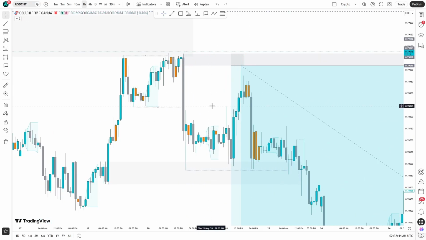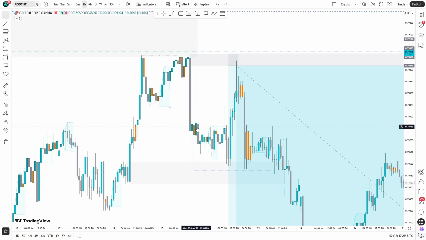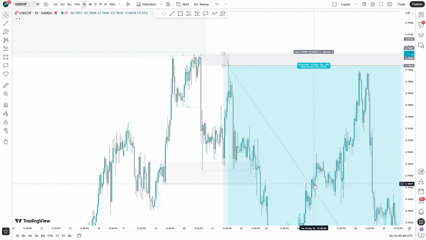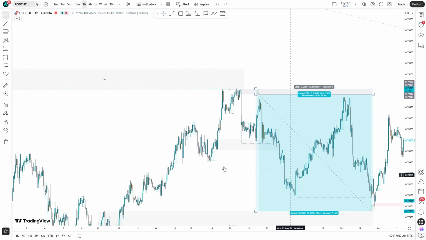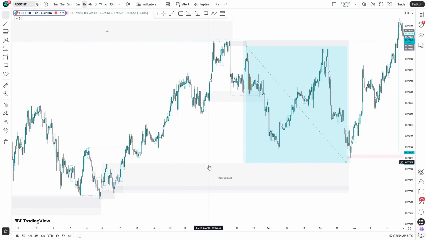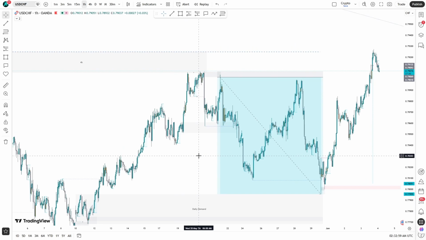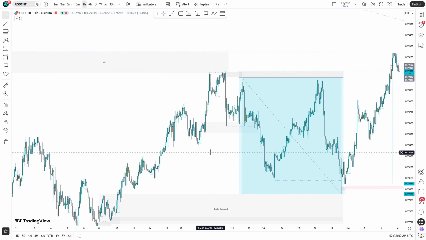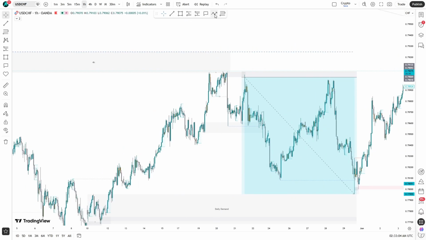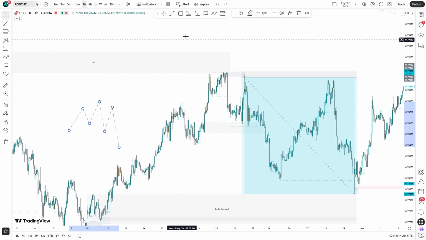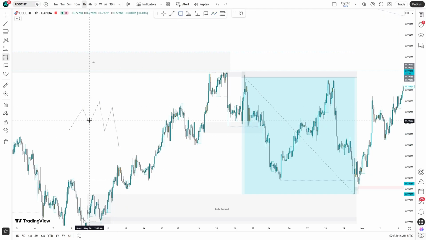So this is what the area looks like. After that, the market continuously kept moving down, and it moved down to this inside bar daily demand zone here. So this entry was just a very clean entry in the market.